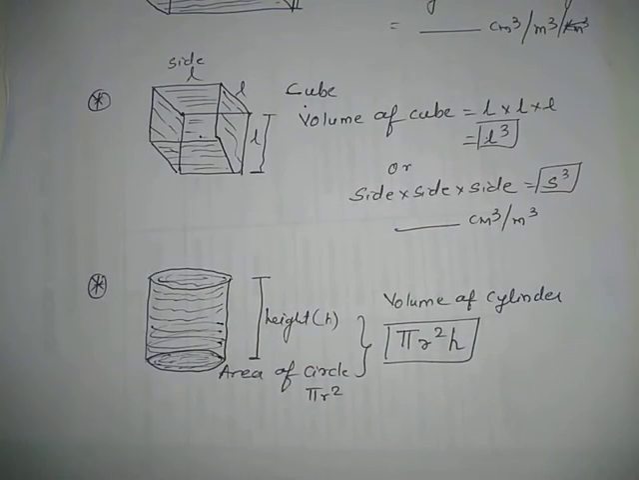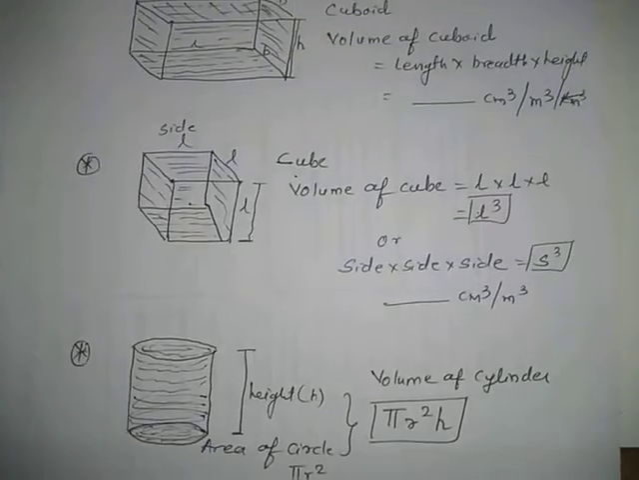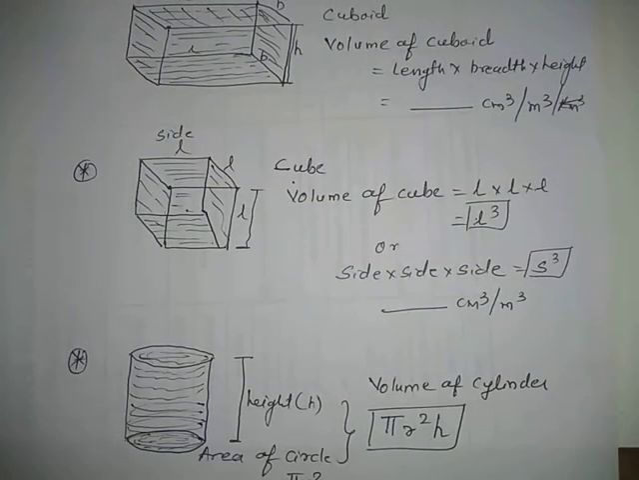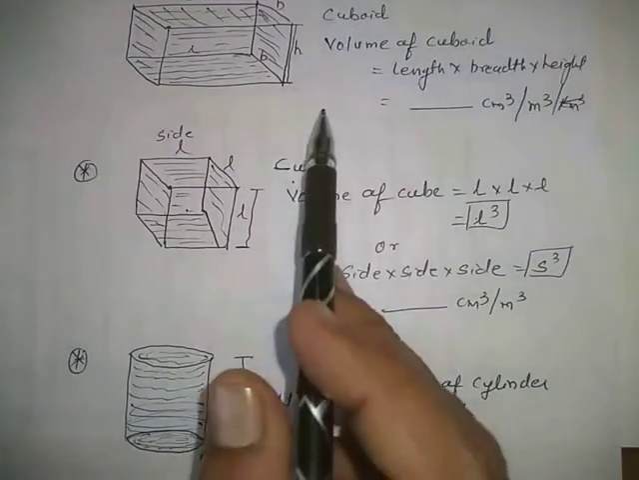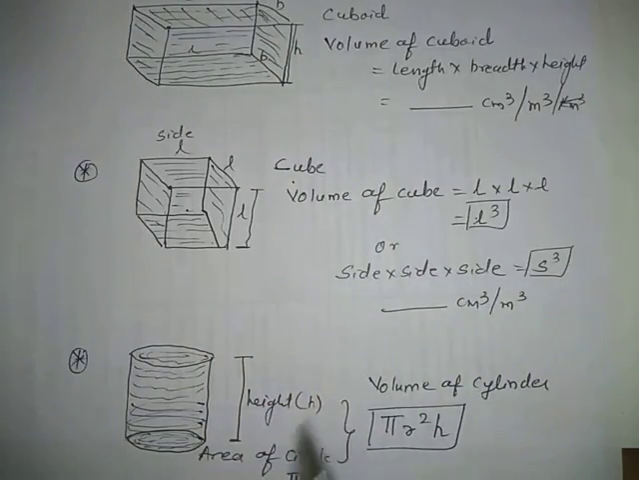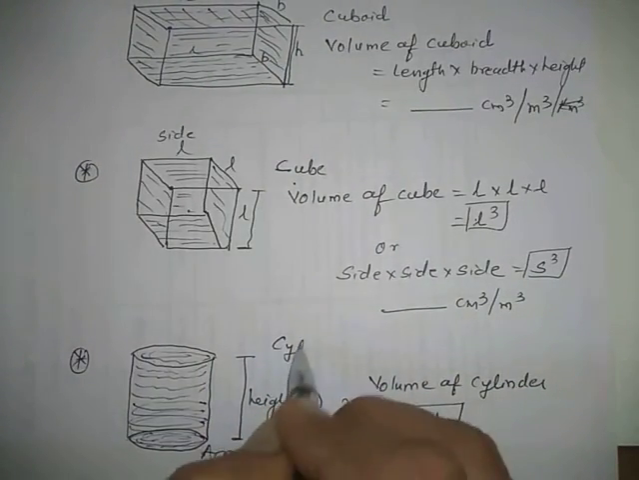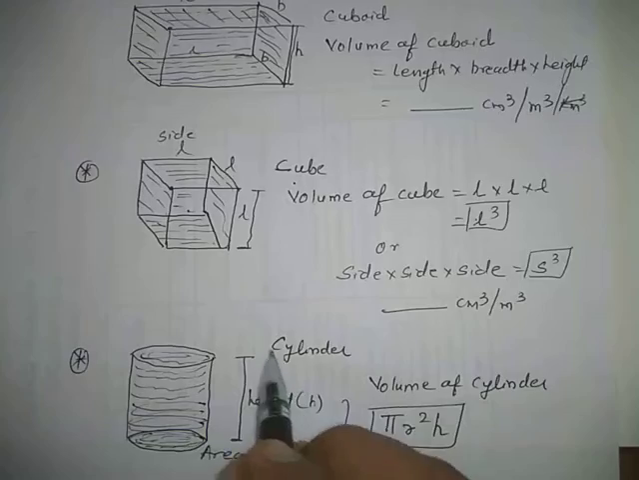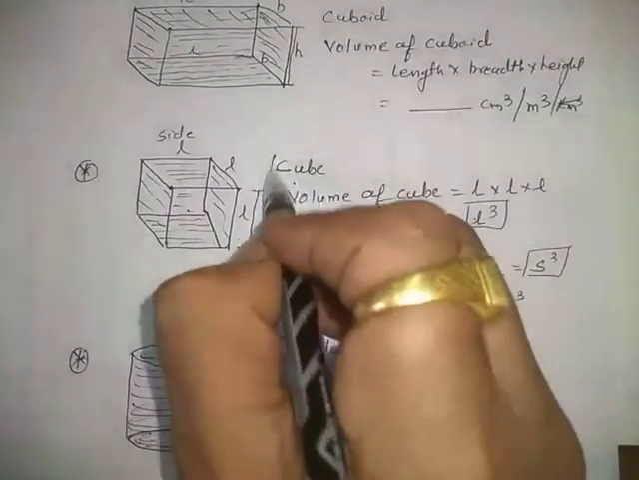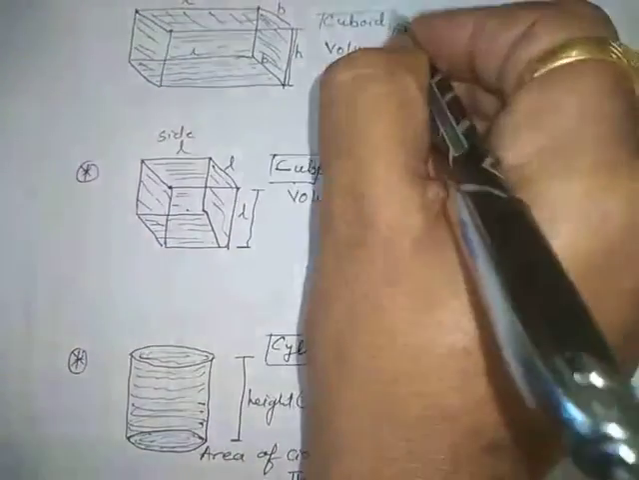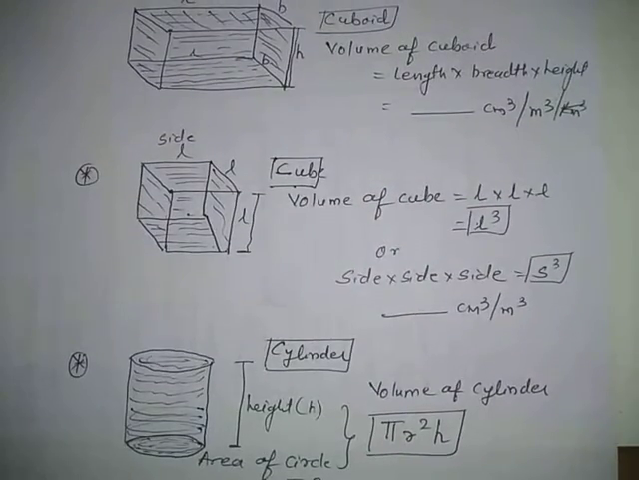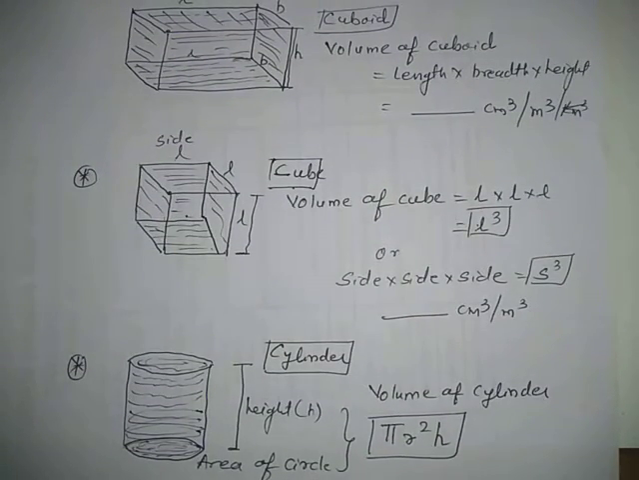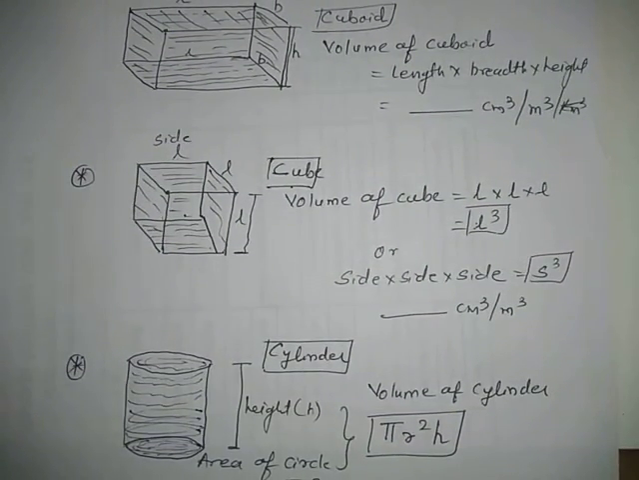Hope so clear. So this way we derive the three formulas for finding volume of cube, cuboid and cylinder. Okay, hope so all the three concepts are clear to you all, and we proceed with sums based on this, exercise 11.4.